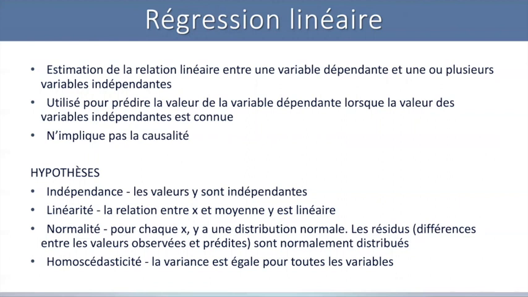It assumes independence, that the outcome values are independent; linearity, that the relationship between x and the mean of y is linear; normality, that for each x, y has a normal distribution, and that the residuals, the differences between the observed and predicted values, are normally distributed; and homoscedasticity, that variance is equal across all the variables. And there are tools that you can use to check on each of these assumptions to make sure that you can proceed with your linear regression.